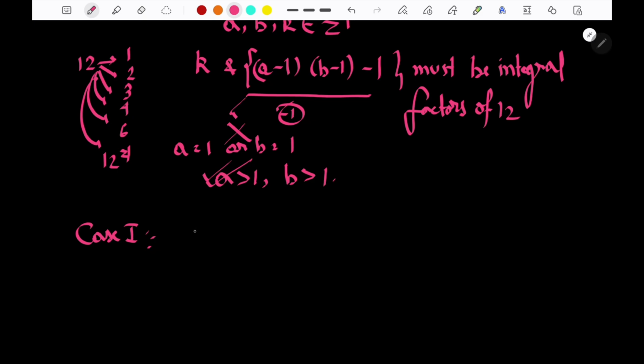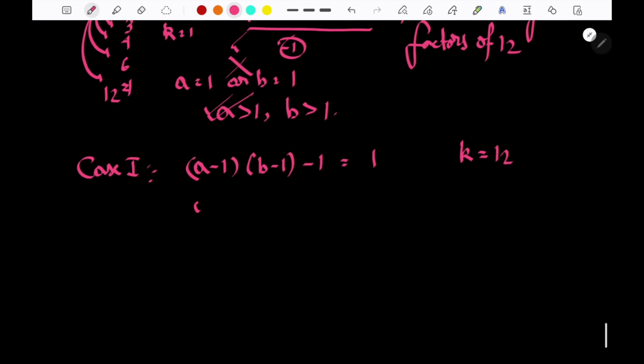Now instead of taking for K, we will go for A minus 1 into B minus 1, let's say is equal to 1. It means K was 12. It means for this case K was 12. So 12 into 1 is 12. Now, therefore, this becomes A minus 1 into B minus 1 is equal to 2.